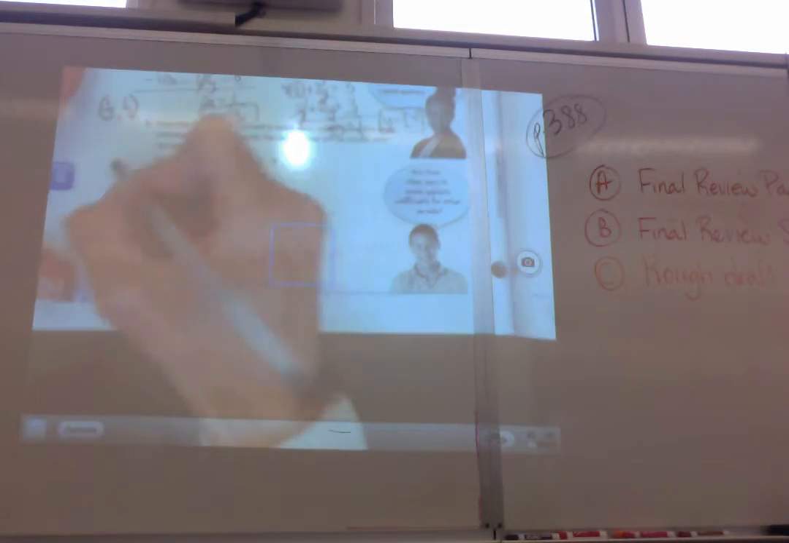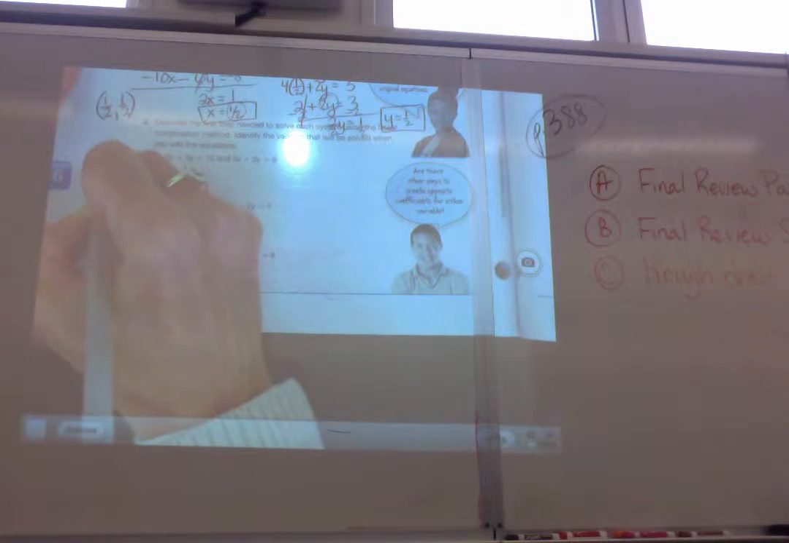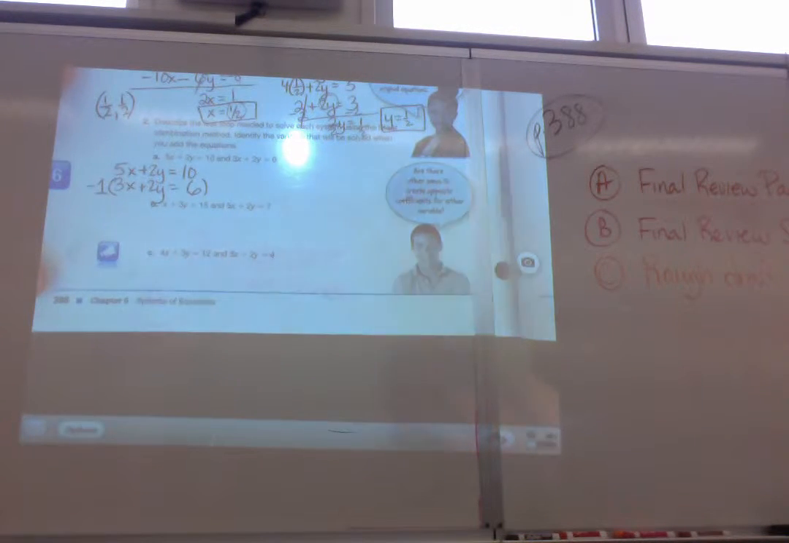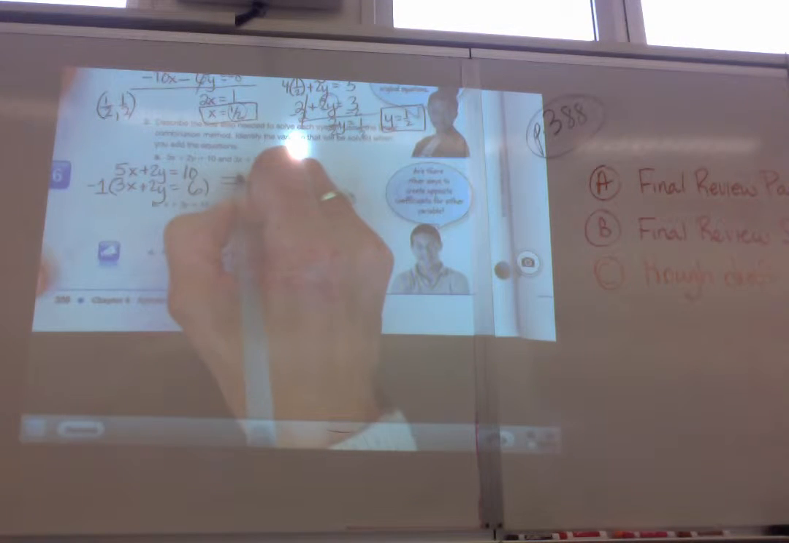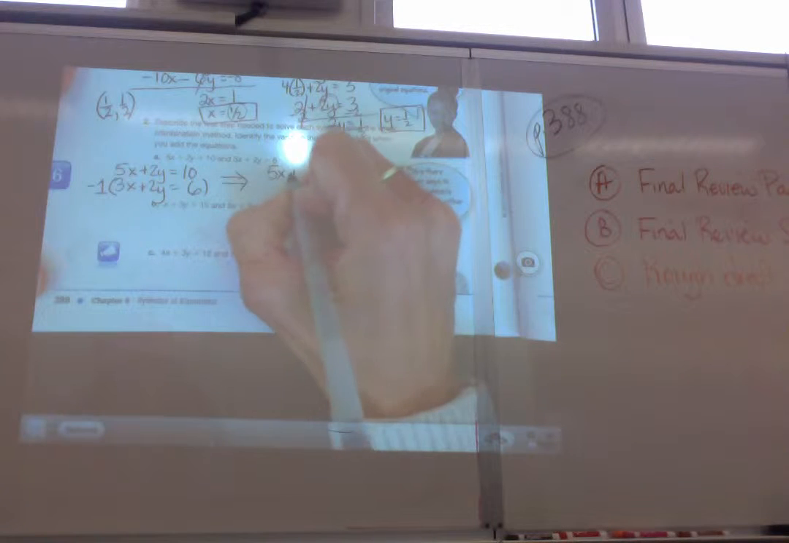It doesn't really matter whether we do the top or the bottom. I think I'm going to do the bottom. I like the looks of that. I'm going to multiply the bottom by negative 1. I'm going to rewrite this whole system over here. The top one I'm not changing.